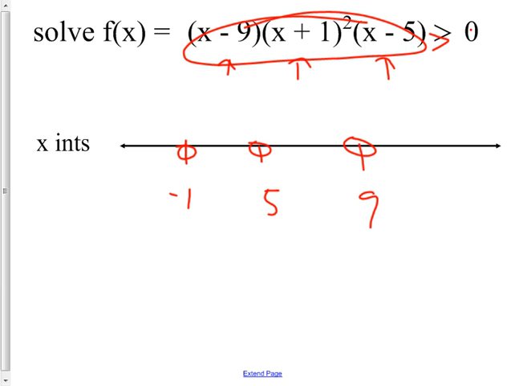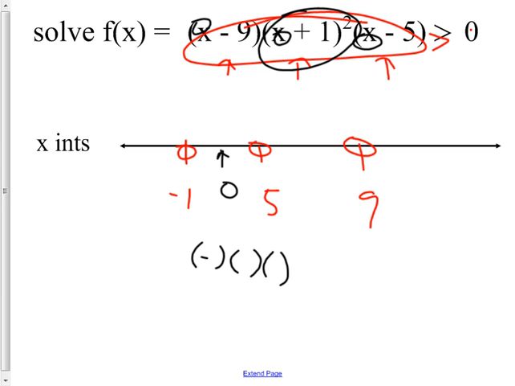Okay, I'm just going to test one thing to show you how it's done. Let's say I wanted to test something between here and here, like 0 would be in there. If I tested 0, I put in a 0 here and here and here. Then I have 3 things to say whether they're positive or negative. The first one is 0 minus 9, so it's negative. The second one gets squared, so I don't even have to look. It's positive. It has to be positive. Get that? Since it's squared here, it's guaranteed that it's got to be positive. And then x minus 5, I've put in a 0, it's going to be negative. 2 negatives and a positive makes a positive.